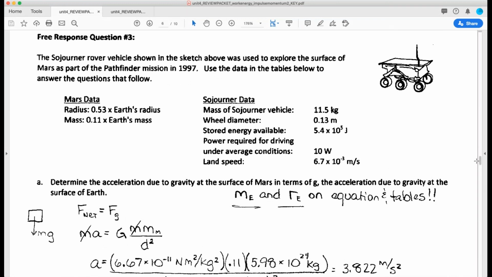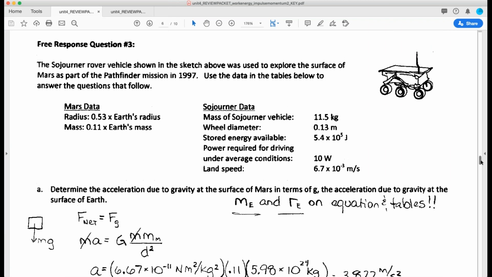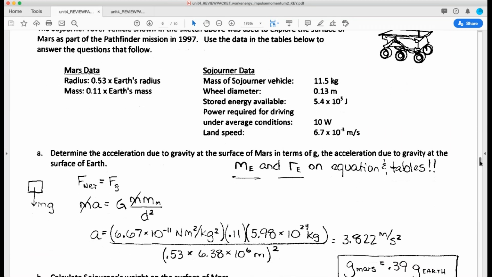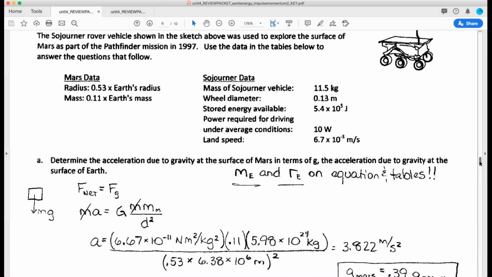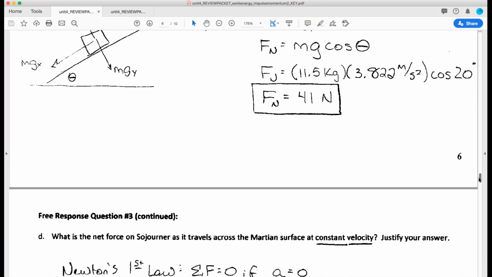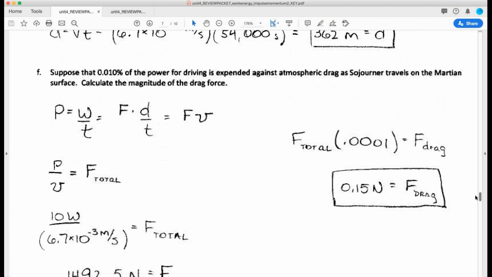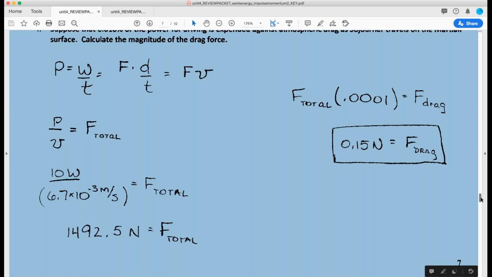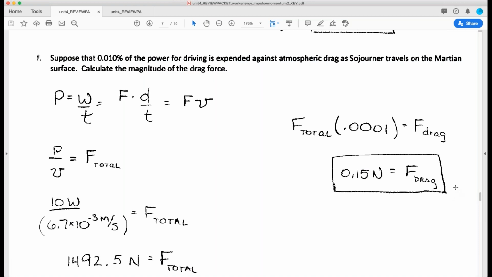We're given some data. We're given how much energy it has. We're told that it takes 10 watts for driving under average conditions. We're given the speed that it can go. This is all from an early Mars rover. This is 1997, so you guys have been alive for some pretty sensational ones. I think the most recent one was called Opportunity. It was about the size of a car. This one is more of a toy. So this question says, suppose that 0.01% of the power for driving is just expended against atmospheric drag. So what's the drag force?